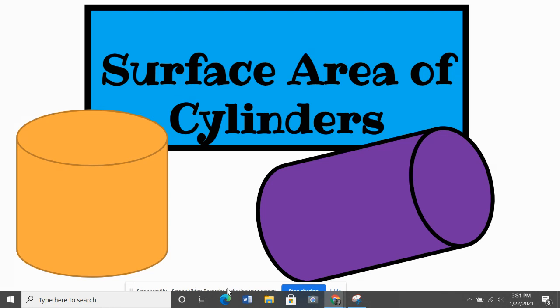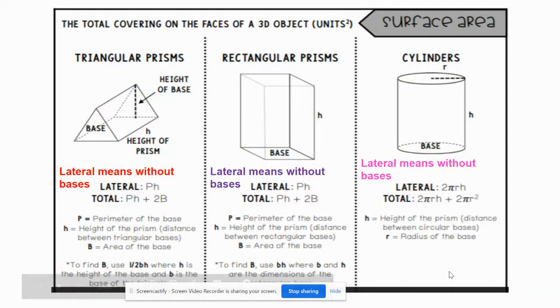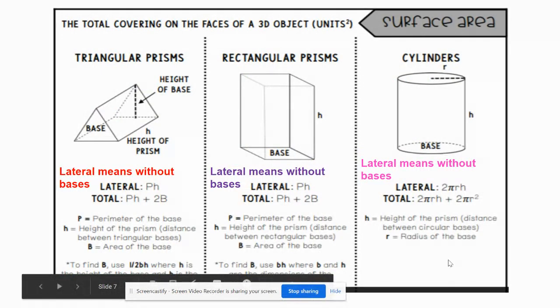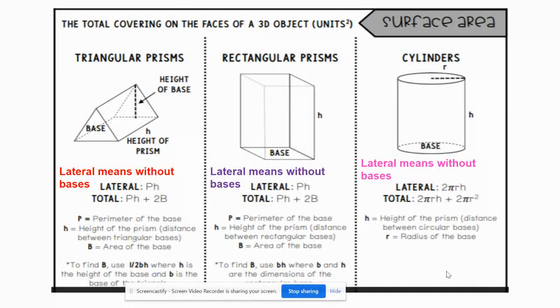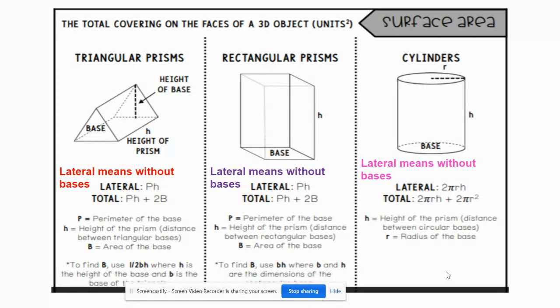Today we're going to cover surface area of cylinders. I'm going to go over lateral and total surface area. So when we look at the formula for the surface area of a cylinder, we see that we have the circular base and we're going to be looking at the height. Take a look at the formula for total surface area is 2 pi r h plus 2 pi r squared, and for lateral is 2 pi r h. Looks a little different than what we've seen with the prisms. Remember, lateral means without bases.